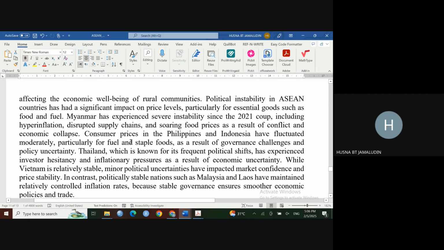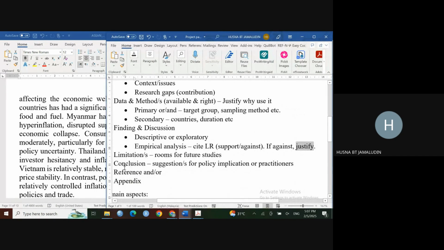But none of you, based on the example here, are actually comparing your result with the literature review. That is one of the biggest problems, one of the mistakes that you should avoid. Okay, so that is the result. And then you have conclusion, limitation.